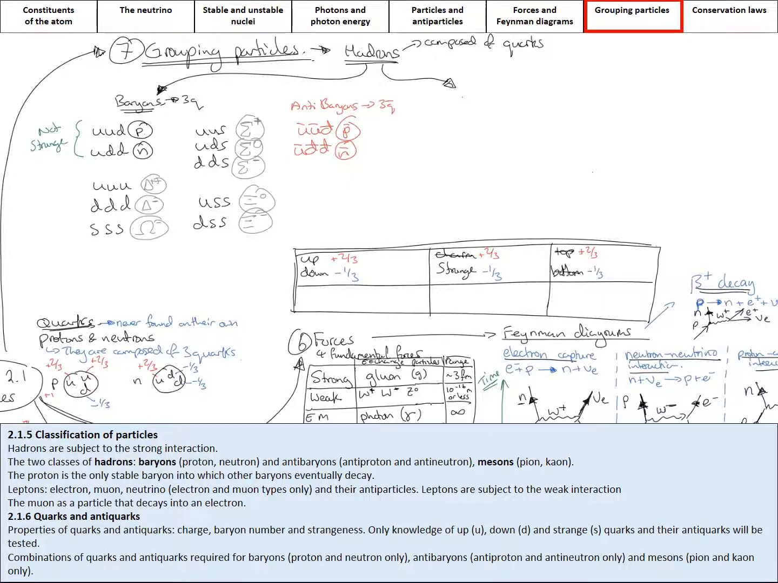The other way of making hadrons is by putting a quark and an antiquark together. Let's draw a line down here. Now, again, there are a certain number of ways you can do this. You can have particles that are not strange, which are called pions. And you can have particles that are strange, called kaons.